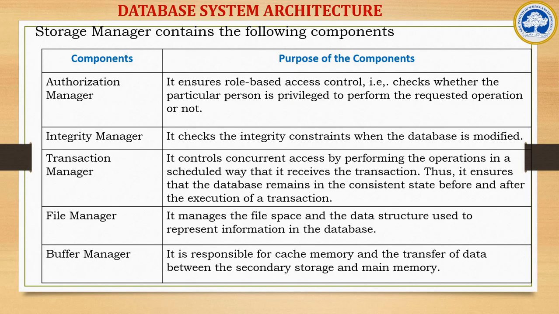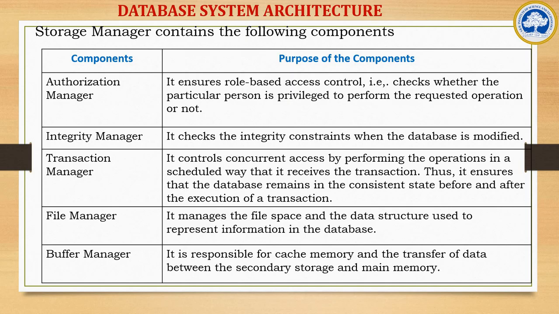The authorization manager gives role-based access control. It checks whether a particular person has the privilege to perform a particular request or not. For example, when we share a Google Sheet, we give access controls, right? View only, edit access, like that. Similarly, for accessing particular data, it checks whether the person is eligible to access that data or not.